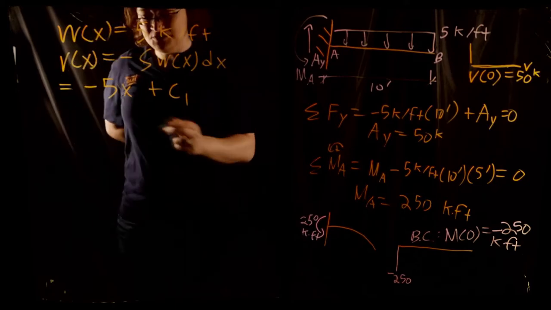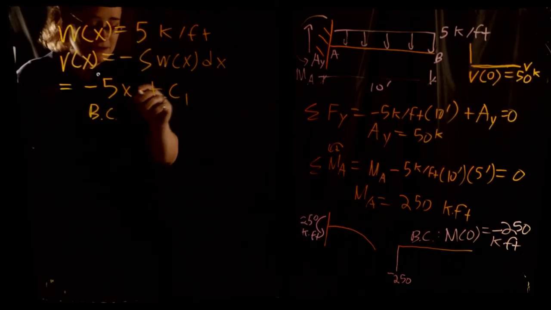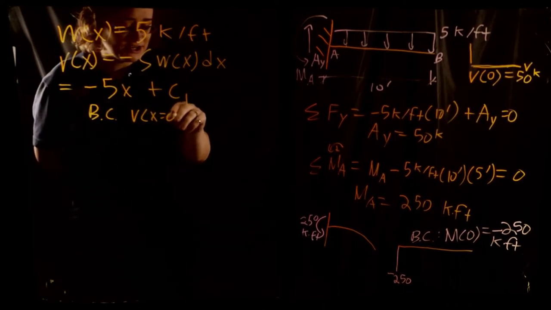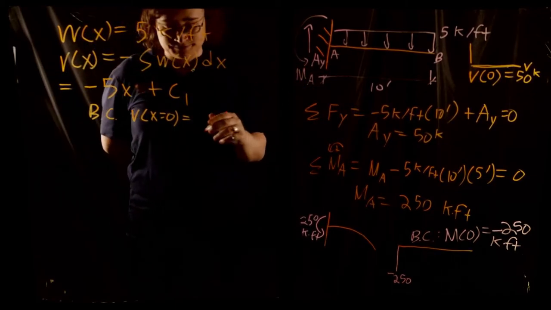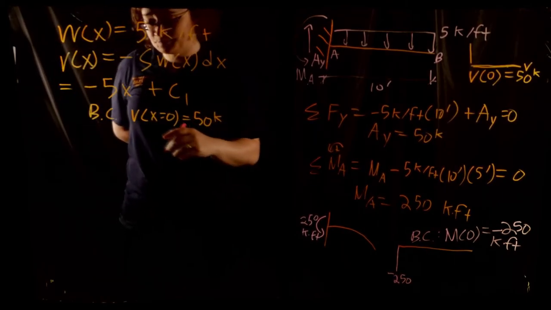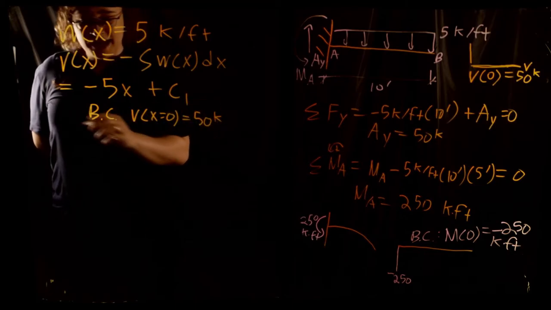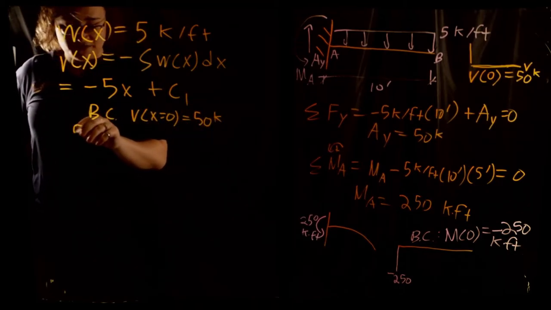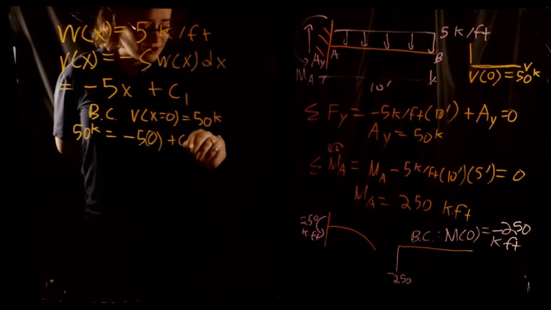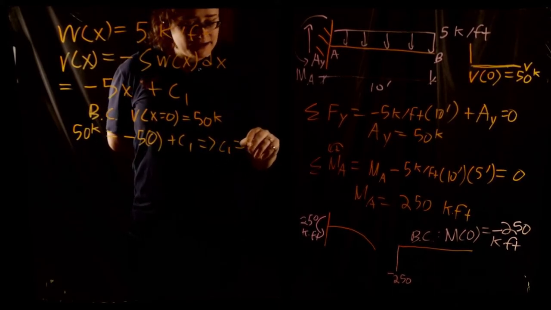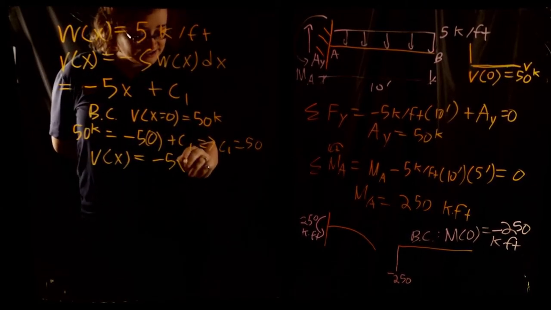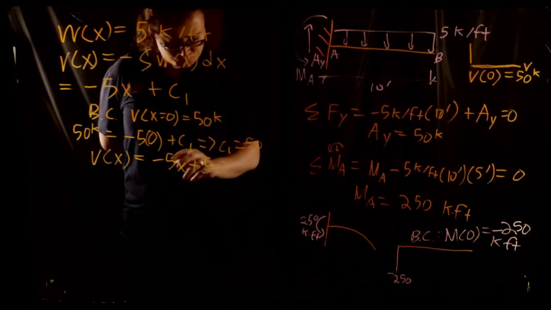Now, I need a boundary condition, and for the shear, again, this isn't going to be too bad. My boundary condition is going to be that V at x equals 0 is equal to 50 kips. And so then I can just substitute that in. 50 kips is equal to negative 5 times 0 plus C1. So C1 is just equal to 50. Or shear as a function of X then is equal to negative 5x plus 50. Simple enough.